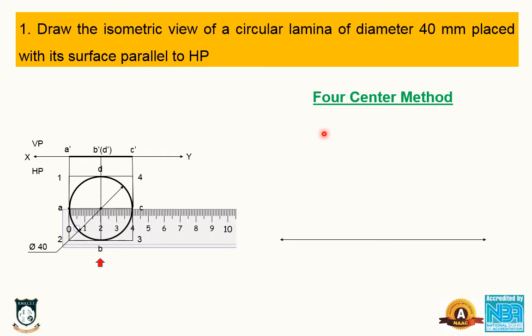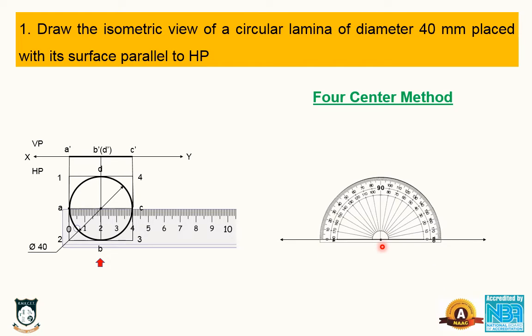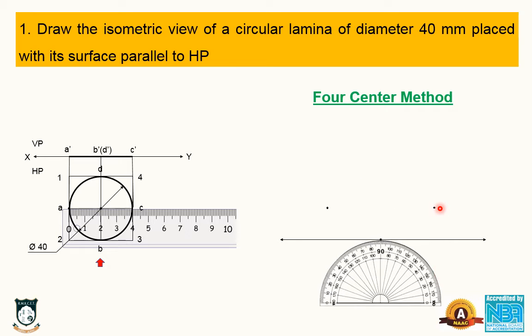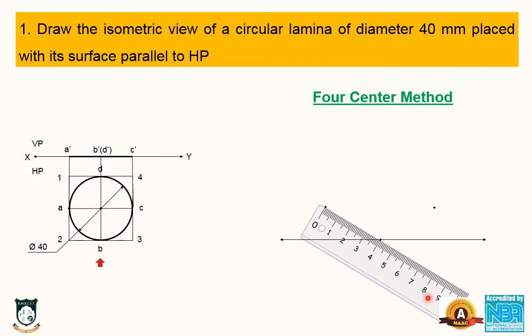As the name itself suggests, there are 4 center points in the box. To draw the isometric view, I am drawing a horizontal line. You can choose any point. Then bring your protractor and mark 30 degrees on both sides. Then just measure 40 mm and draw a line. For this line, you mark a center point at 20 mm.